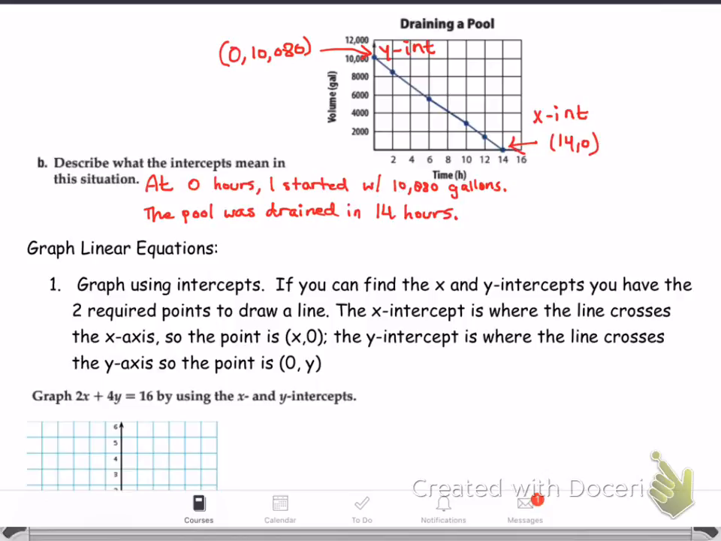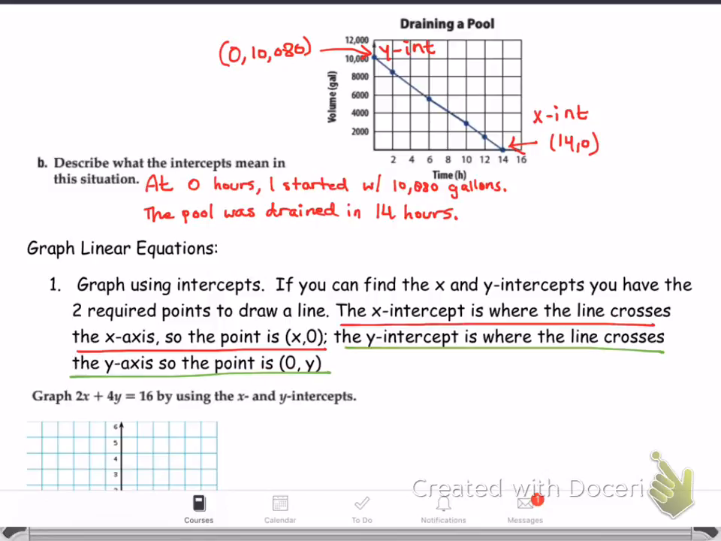Now, we're going to get into graphing using x and y intercepts, okay? So graphing is very related to algebra. If you just recall from the problem that we just did, the x-intercept is where the line crosses the x-axis. So the point is going to be x, some number, comma 0. Could be -3, 0, 8, 0. But what we know is it's always comma 0. And then the y-intercept is always where the line crosses the y-axis, and so you get 0, y.